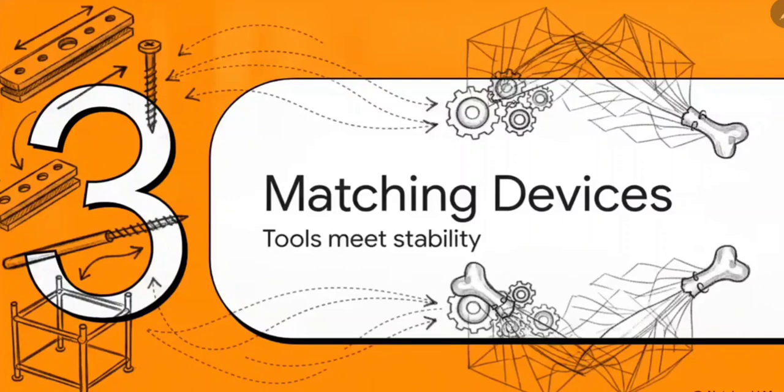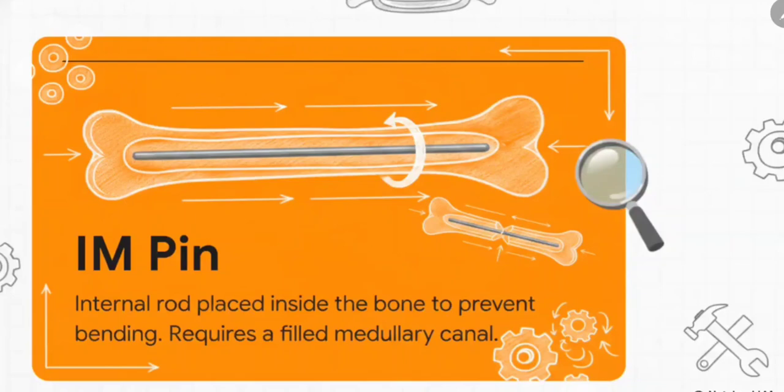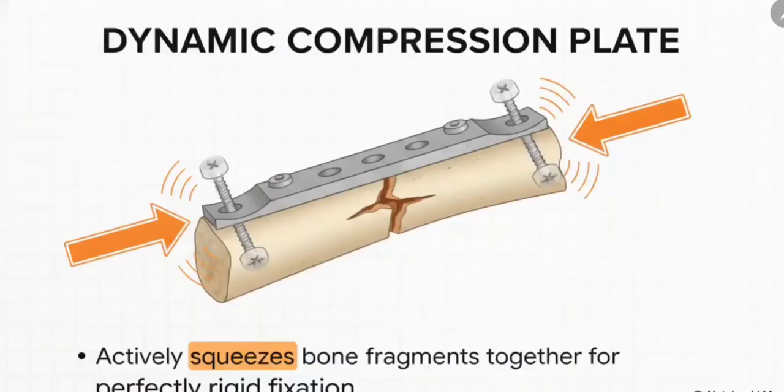Step 3, matching devices to stability. Let's see how our tools manipulate these forces. First up is the intramedullary or IM pin. Think of this as a sturdy rod placed right down the hollow center of the bone. Its main job, prevent bending. But here's the catch. It only gives you internal support, not rigid fixation. It can't really control rotation, and it definitely doesn't compress bone ends together. Plus, for it to actually work, it needs to fill up most of that medullary canal, or else the whole setup just gets unstable.